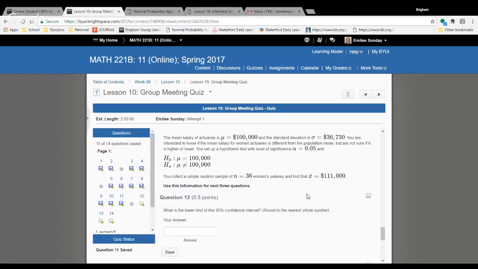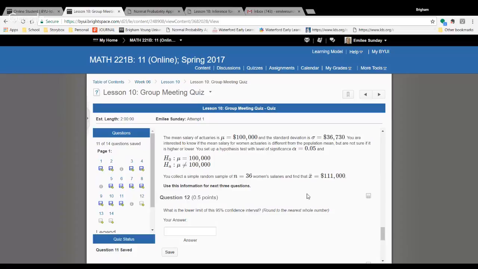We're almost done. Three more. Just hang in there. All right. So this is the X bar minus the critical value times standard deviation over square root of n for the lower limit, correct? Yeah.